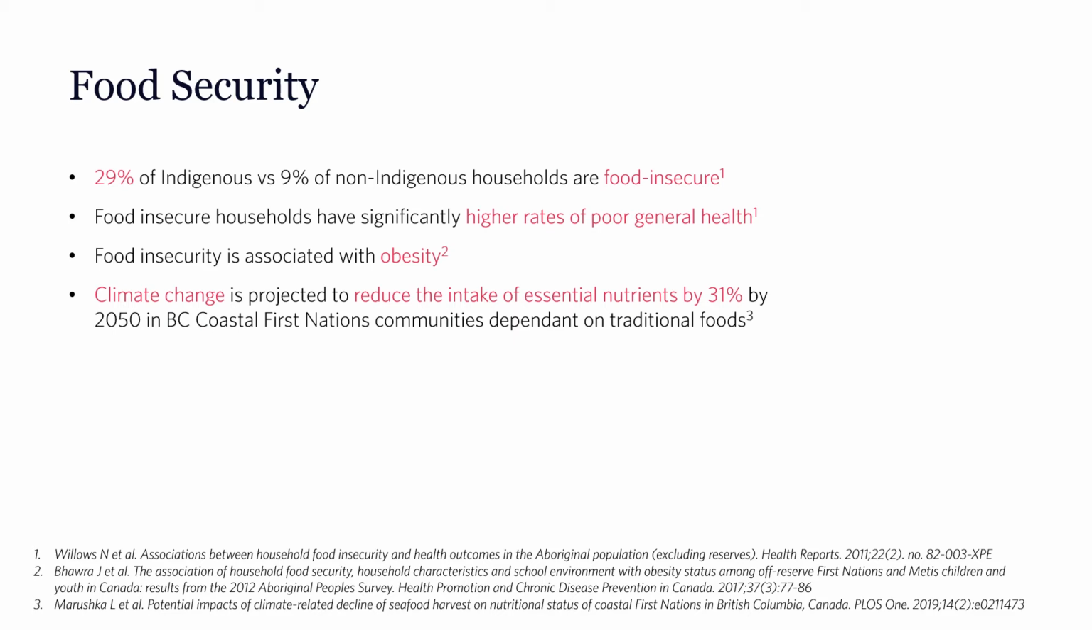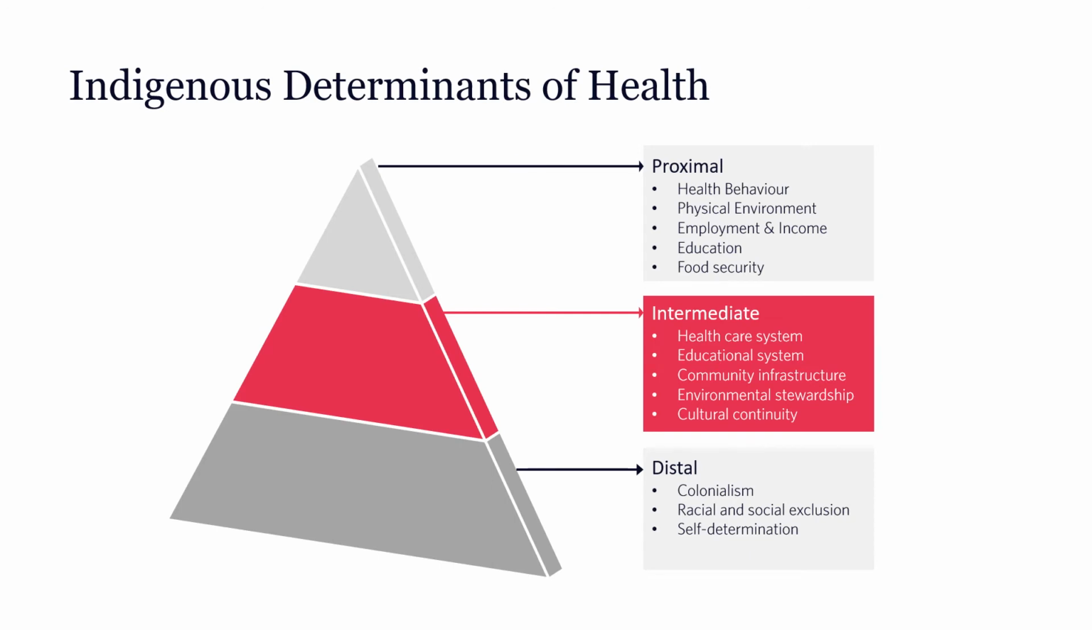Overall, it is important to again recognize that the proximal determinants of health are deeply affected by upstream factors such as societal infrastructure and colonialism, which are found in the intermediate and distal determinants of health. Next, we will review some examples of intermediate determinants of health. In-depth review of each intermediate determinant will not be possible within the time that we have. We will therefore focus on community infrastructure and healthcare system as 2 examples.